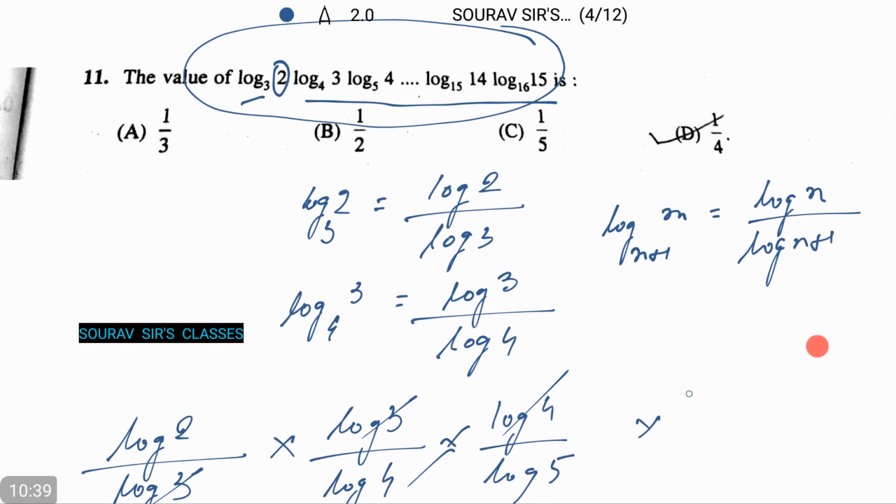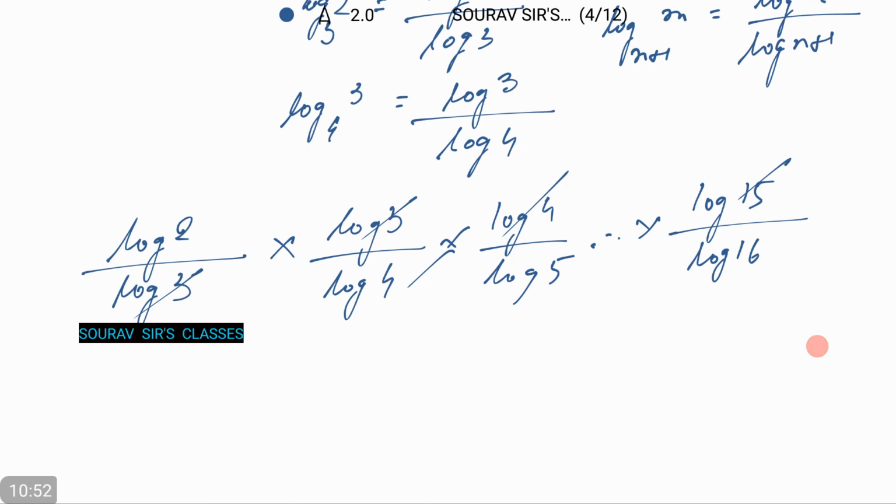let's just see this here, log 15 by log 16. Now 15 will cancel out with the previous term. Let me give a dot dot. Yeah, right. 15 will cancel out with the last term, log 15. So what we are left with is log 2 by log 16. Right?